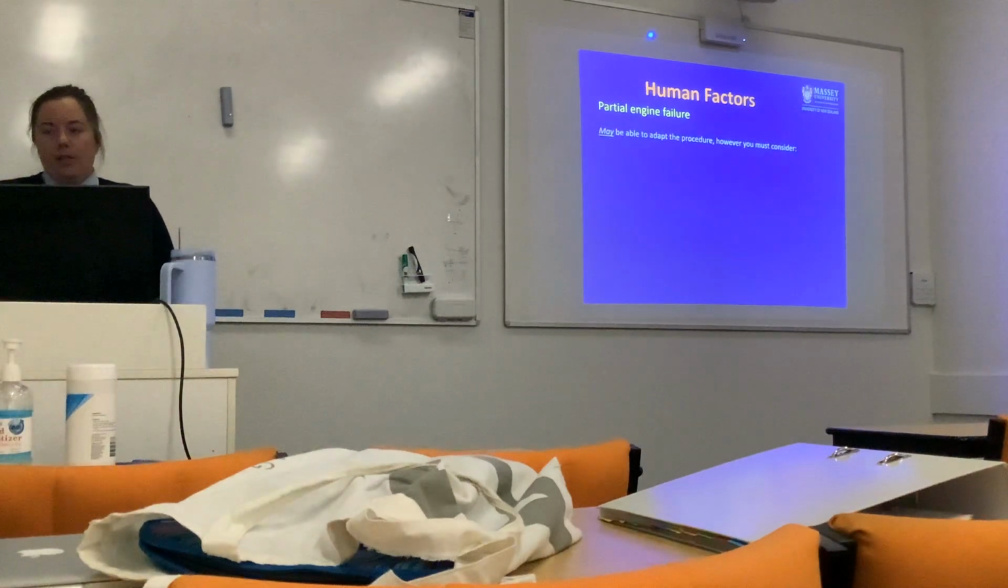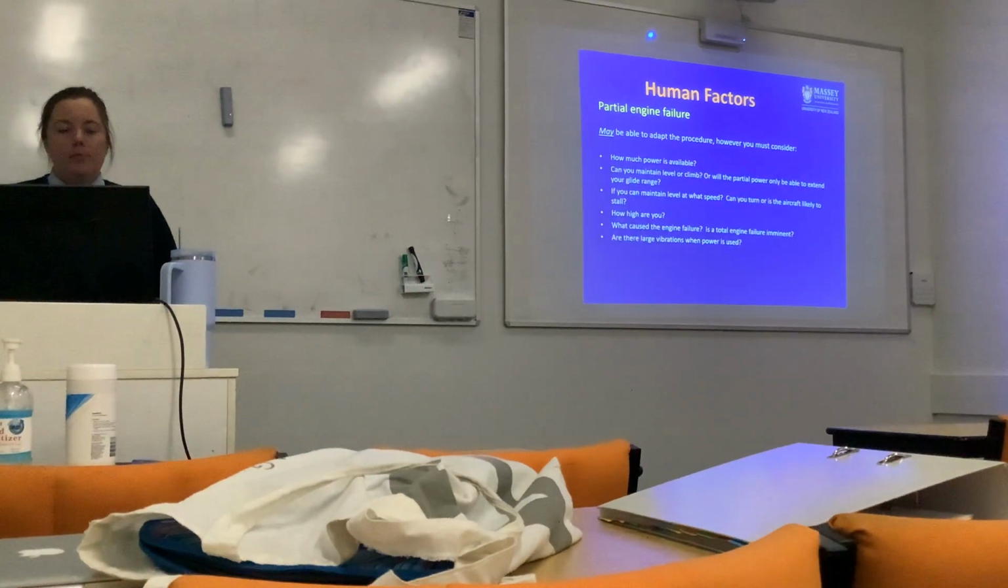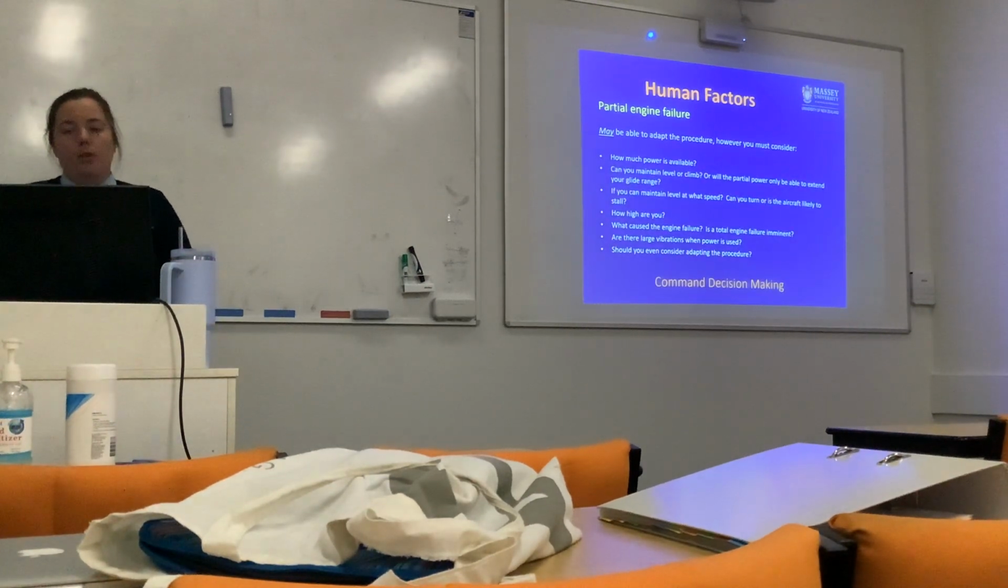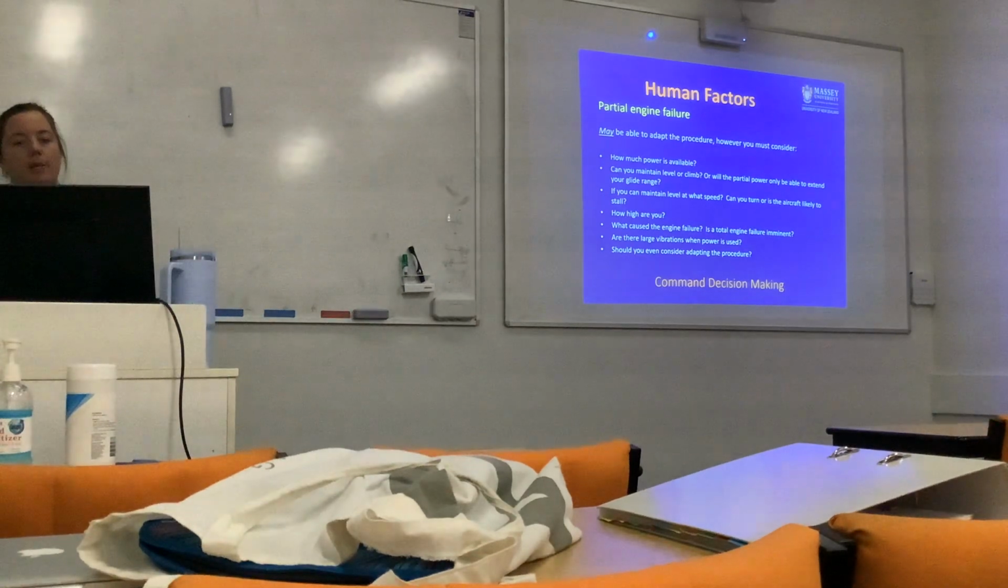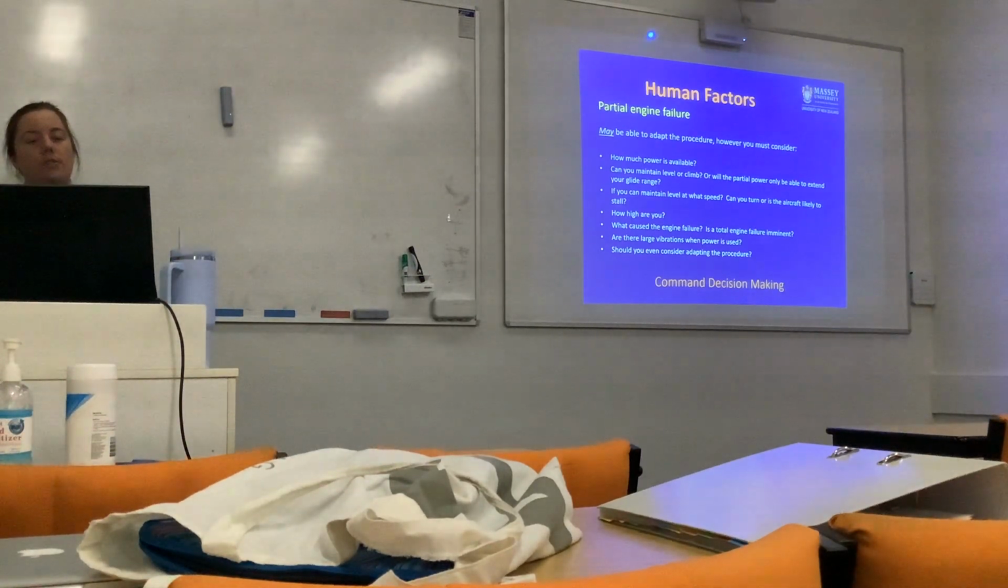Right, now let's talk a little bit about the partial engine failure. Now this slide is just a lot of questions because that's all it is, considerations in regards to what we do. So you may be able to adapt the procedure, however you've got all these things to consider. And at the end of the day, before you read through this big list, there's always the option to just close the throttle and treat it like it's been a full engine failure. Because that's what we're going to practice. We don't really practice partial engine failures.